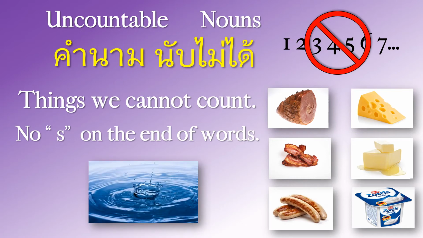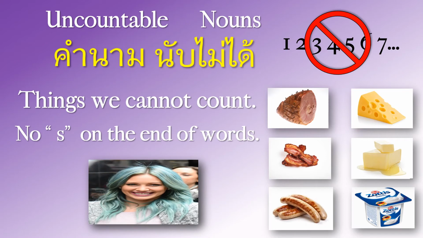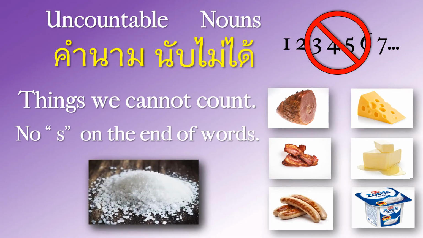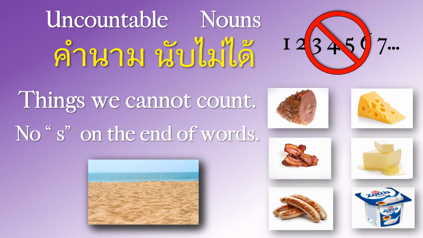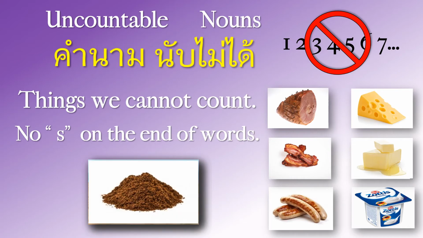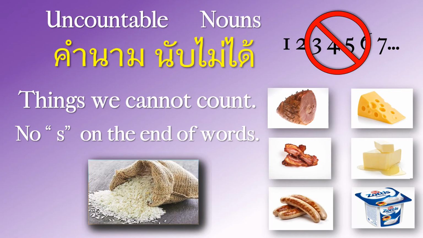Water is an uncountable noun. Hair is an uncountable noun when we talk about all of it. Yes, you can have one hair, but when we talk about all the hair on your head, we are not going to count it. So hair is uncountable. Salt, sand, coffee, and rice. These are uncountable nouns.